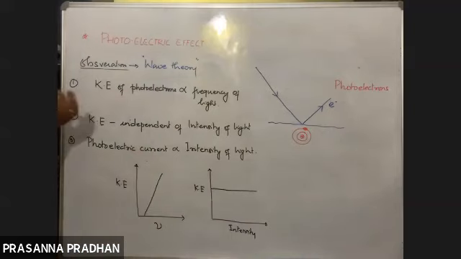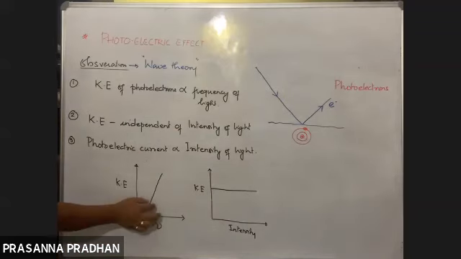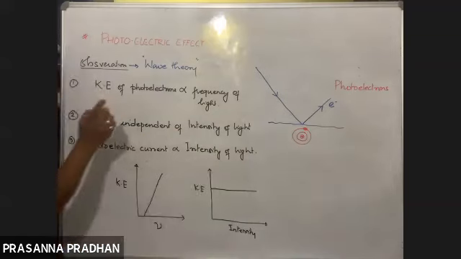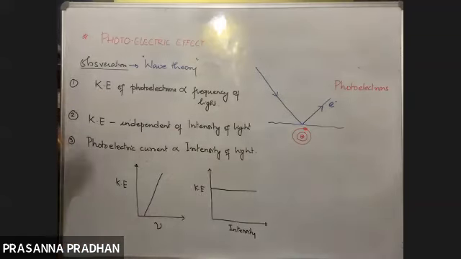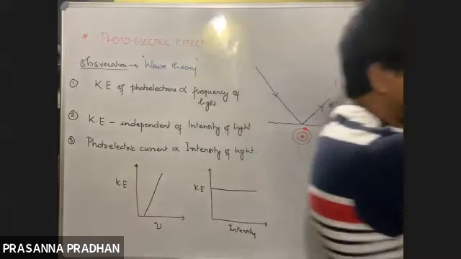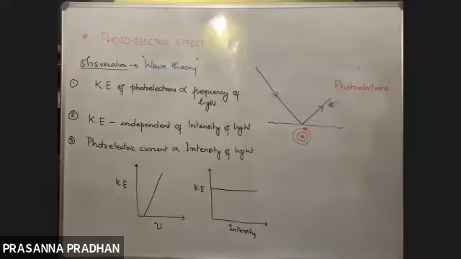So kinetic energy of photoelectrons is directly proportional to the frequency of light. Kinetic energy is independent of the intensity of light, whereas photoelectric current is directly proportional to the intensity. What do you mean by intensity of light? You have studied physics. Yes, what do you mean by intensity of light?